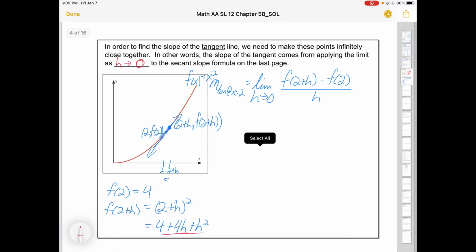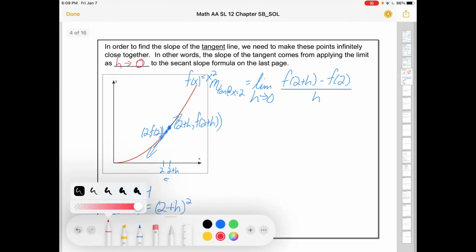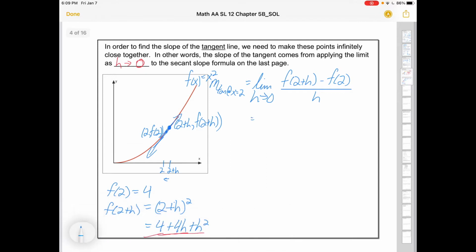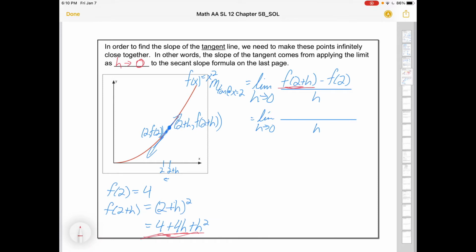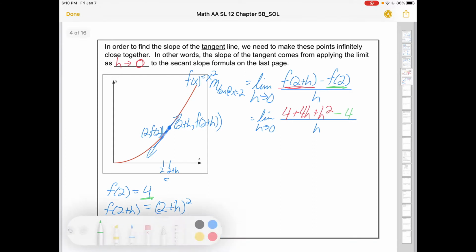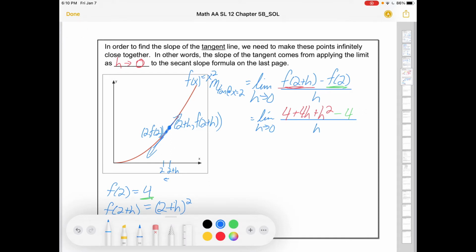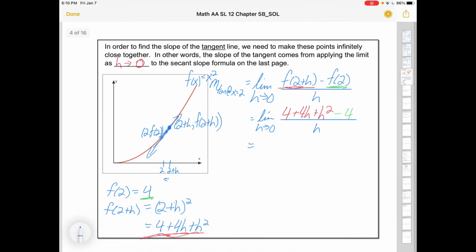So I'm going to do this one in red. So let's find this slope. It's the limit as h goes to 0 of f of 2 plus h. We just found that down here. That's 4 plus 4h plus h squared. f of 2, okay, that's this thing right here. So minus f of 2, that's 4. Now that still looks bad. We can't sub in 0 for h because we'd be dividing by 0. But let's see if there's fancy stuff we can do.